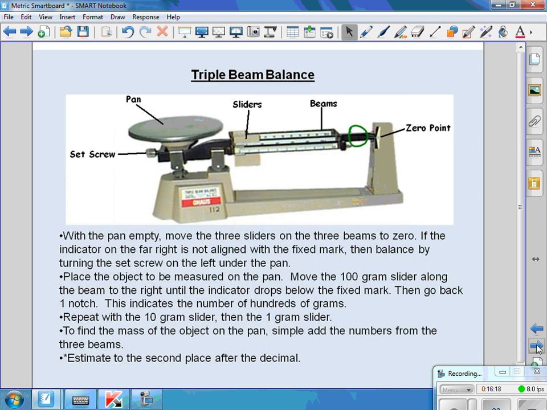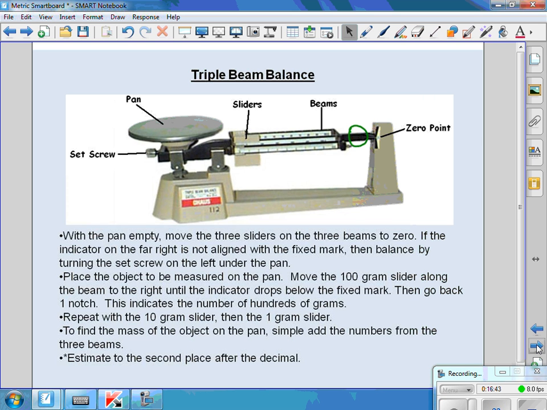Now, it would be nice if you could estimate to 2 decimals, but on your worksheets and on your quiz on measurement, I'm only grading to the first decimal. So as long as you have that first decimal point right, then you'll have that answer correct. Once you have all the sliders in place, you need to add the values.